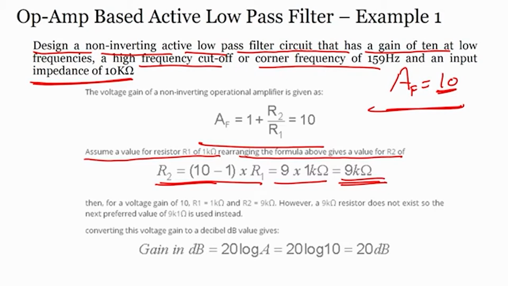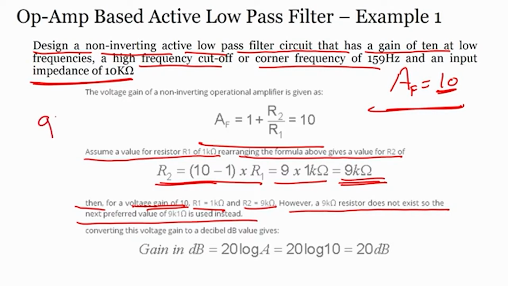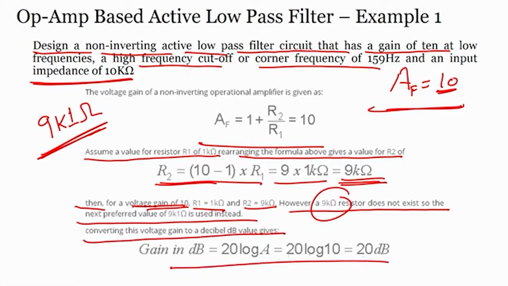If I have both the values, then for a voltage gain of 10, R1 is 1 and R2 is 9, however a 9K resistor does not exist. So, the next value is 9K 1 ohm. What exactly is 9K 1? What do you mean by this? Understand what that is. It is used instead of 9 kilo ohm. Instead of 9 kilo ohm, I am using this value. Why? Converting this voltage gain to decibel gives us a value of 20 dB.